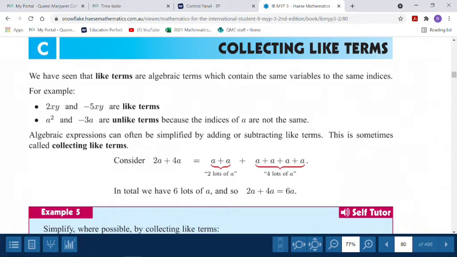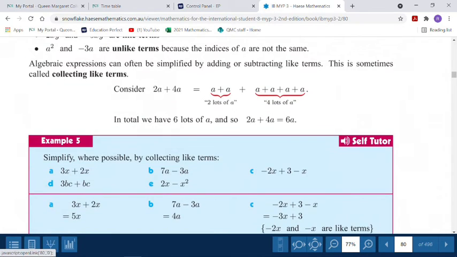Why is it an xy term? Because the base names the term, right? So, what kind of term is this then? A squared or a to the second, however you want to say it, okay? What kind of term is this one? An a term. Are a squareds and a's like terms? They both have a's in them. Doesn't matter if the exponent is different, they're not, what are they called? Like terms.